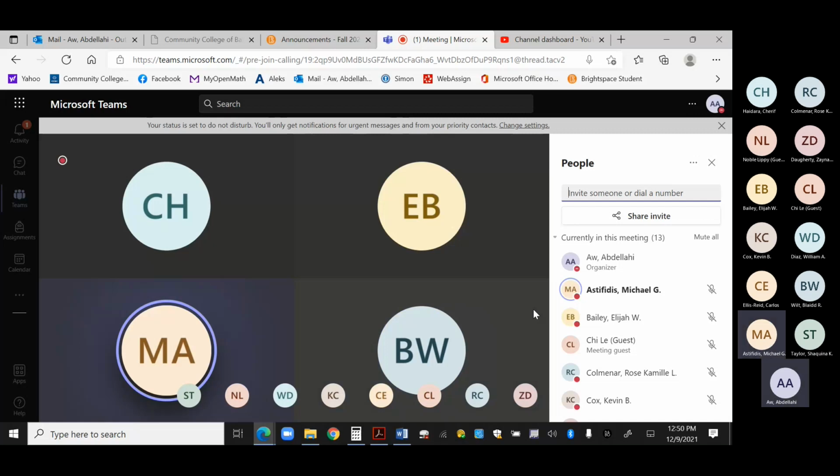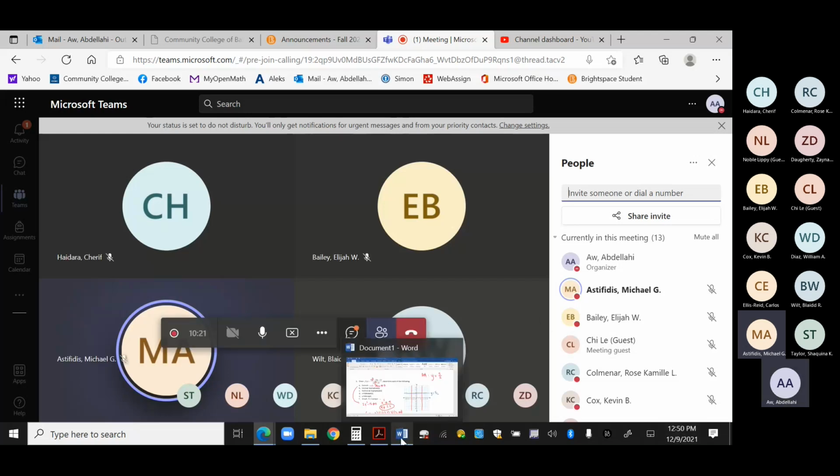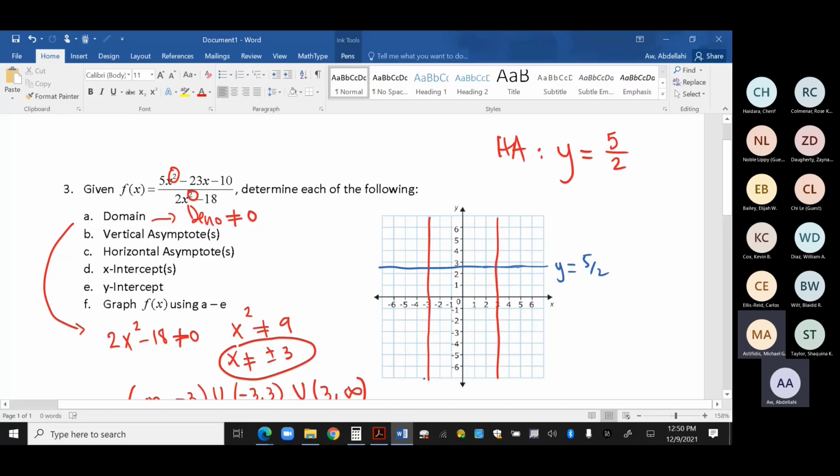Remember the x-intercept and y-intercept. For the x-intercept, we set y equals 0. For the y-intercept, we set x equals 0. So the y-intercept in the context of a function is always f of 0. When you plug in 0 at the top and at the bottom, you get negative 10 over negative 18, which is 5 over 9. The y-intercept is 5 over 9, which is about 0.5.